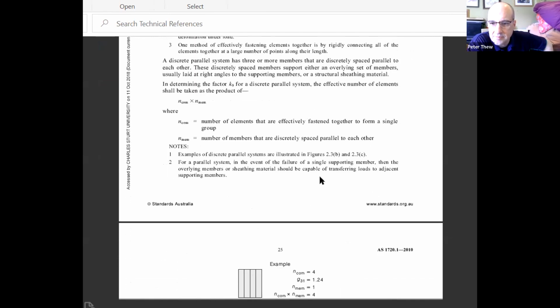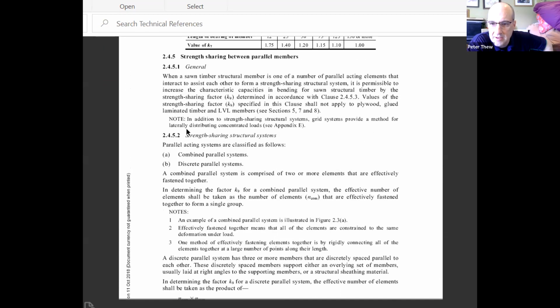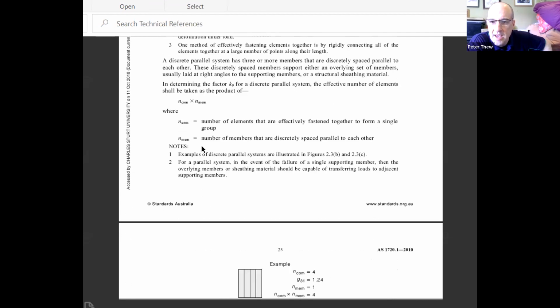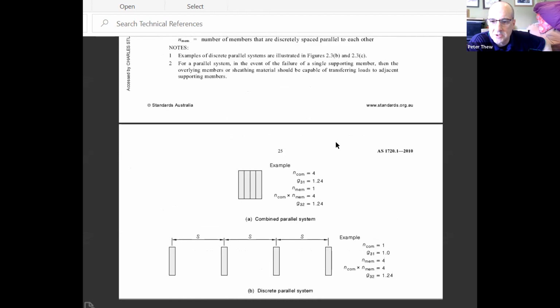All right. This is the bit on K9 here. Strength sharing structural systems. Okay. In determining the K factor, K9 for a discrete parallel system, the effective number of elements should be taken as N-com times N-mem. All right. N-com is the number of elements that are effectively fastened together to form a single group, and N-mem is the number of members that are discretely spaced parallel to each other.